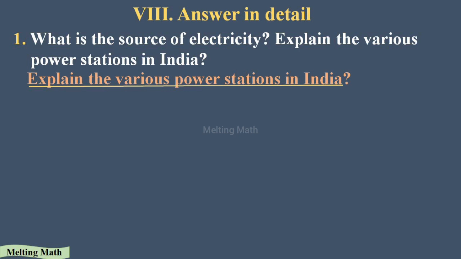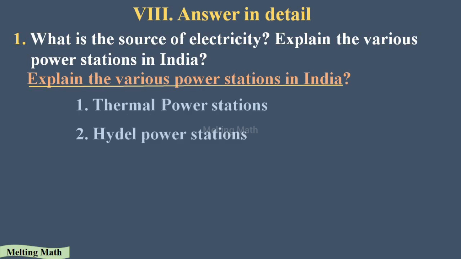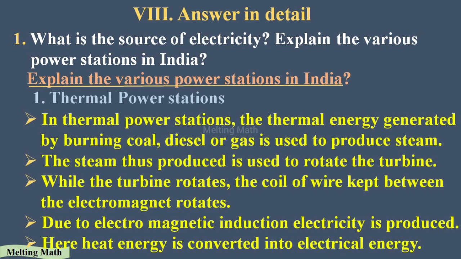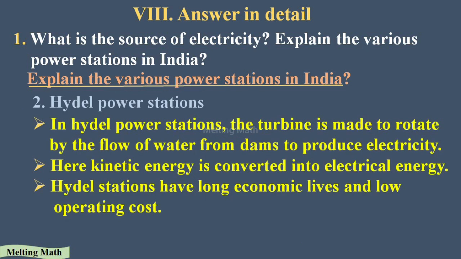Okay. So the various power stations are thermal power station, tidal power station, atomic power station, windmills. Okay, these are the power stations. So in a thermal power station we are getting the electricity from thermal power. Thermal power is nothing but the heat. In the tidal power station we are getting the electricity from dam water.